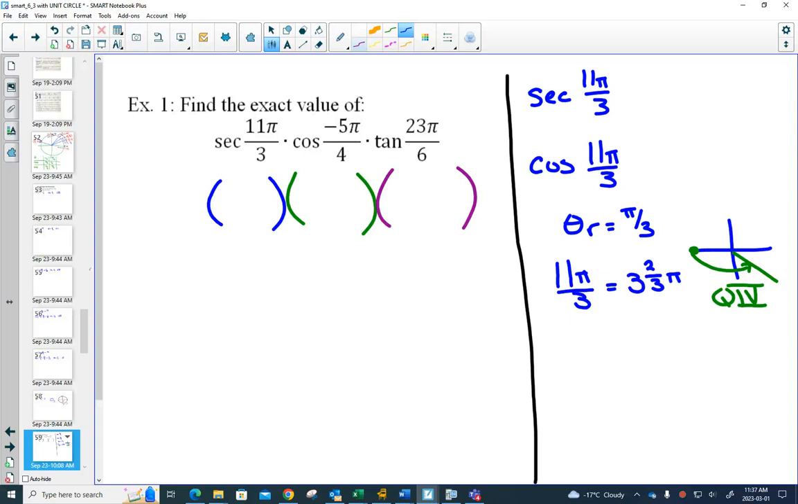So we have to use coterminal angles, figure out what quadrant it's in, find our reference angle. So I now know that cos is positive because it's in quadrant 4. And I know that cos of pi over 3 is a half. So that means cos of 11 pi over 3 is also a half. And then secant will be 2 over 1. So all that work off to the side just to put 2 over 1 into those brackets.